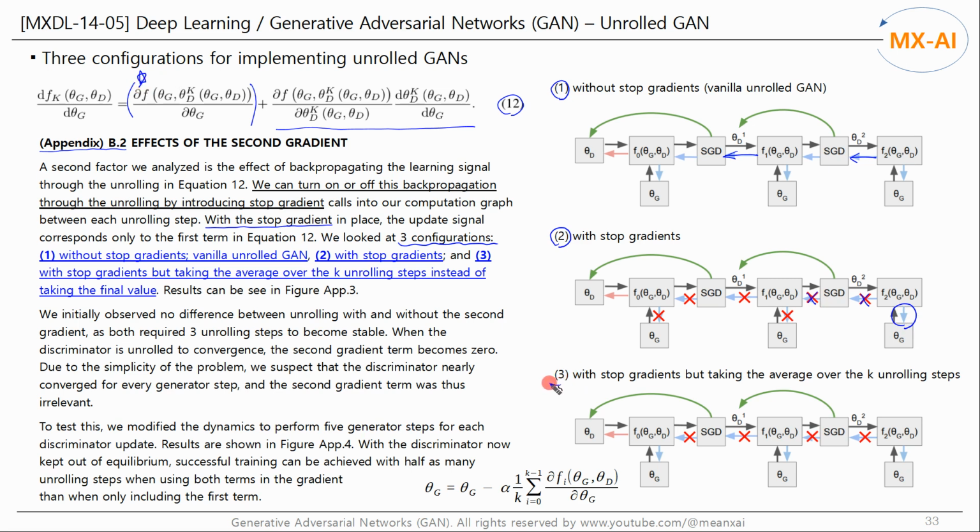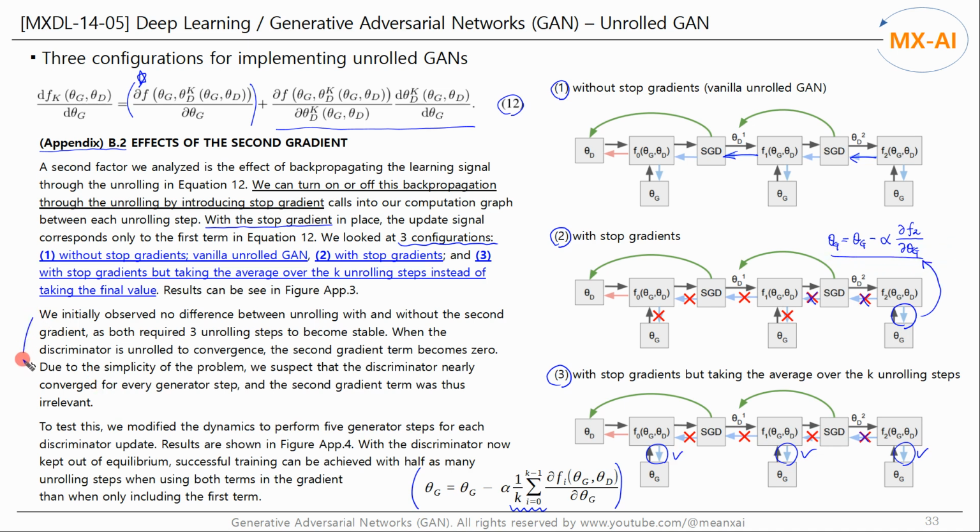The third configuration is also a simple version of an unrolled GAN with stop gradients, but taking the average over the k unrolling steps instead of taking the final value. If we were to express this as a formula, it would probably look like this. This is done by taking the average of the k gradients of each surrogate loss f. In the second configuration, it would probably look like this.